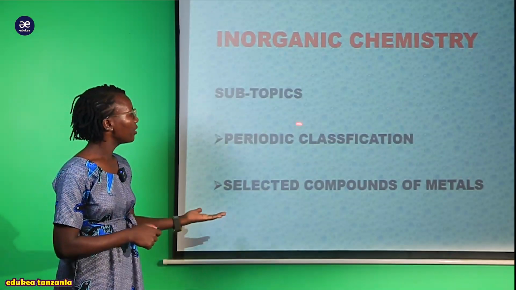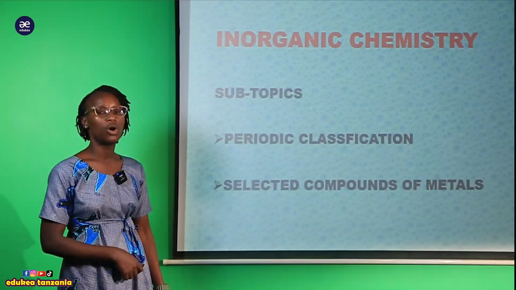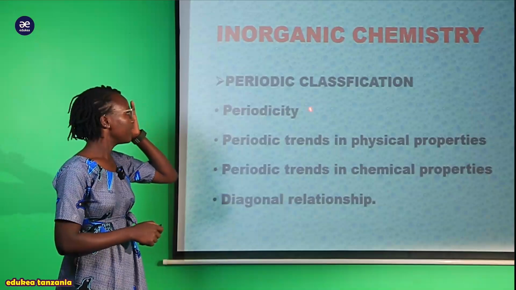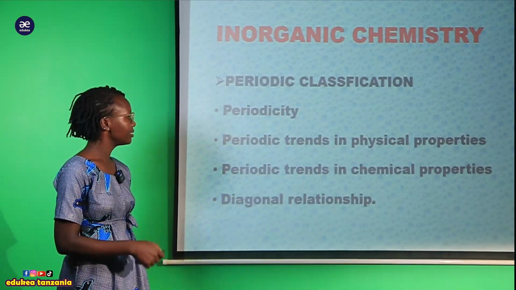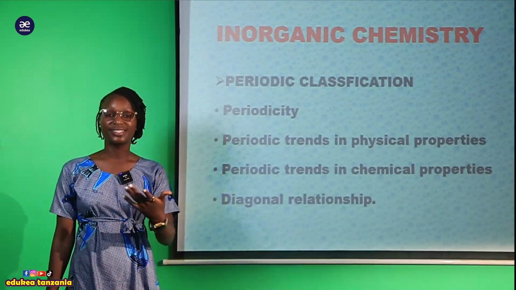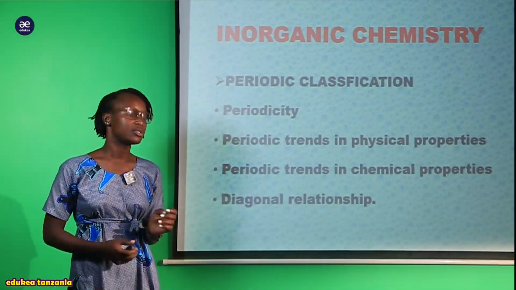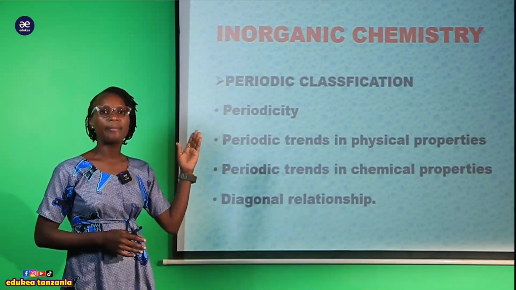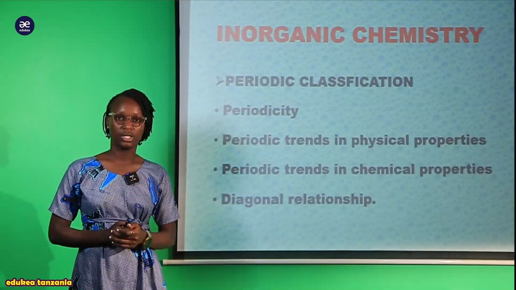Okay, now kwenye periodic classification kuna vitu gani? Kwenye selected compounds of metal kuna vitu gani? Now we have to see their categories. So in the periodic classification we have mainly these subtopics. We have the concept of periodicity, we have the periodic trends in the physical properties, but also we have the periodic trends in the chemical properties, and finally we are going to look at the issues of diagonal relationship katika periodic table. So these are mainly the concepts to cover in periodic classification.